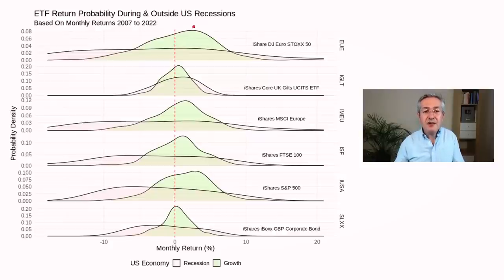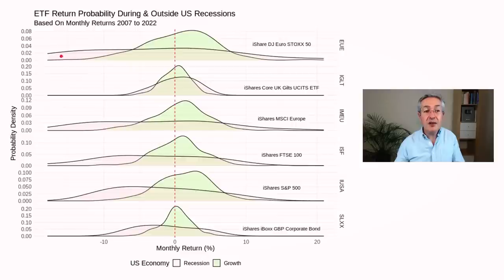So here you can see that when we've got a green shaded region, that's a growth period for the US, the Dow Jones Eurostoxx Index typically has a positive return. Most of the return distribution is positive, you can see that. Although there still is a large negative tail, which is typical for equity.